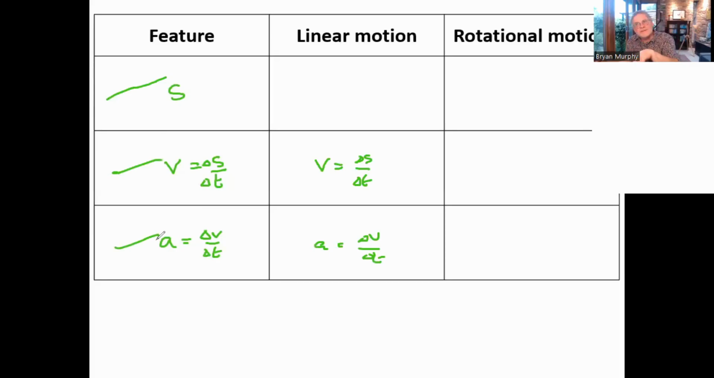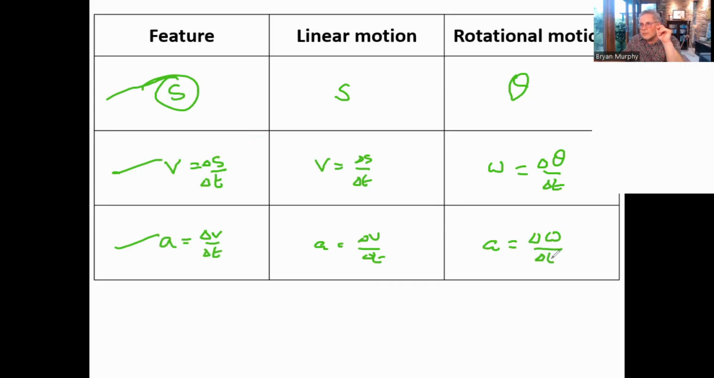Now, in rotational motion, there are the same analogous equations, analogous to the linear motion ones. So all you have to do is, in your heads, change the symbols. Instead of displacement S, you put the angle theta. Instead of V, you put omega, which is the rate of change of angle. The acceleration is the rate of change of omega, like that.